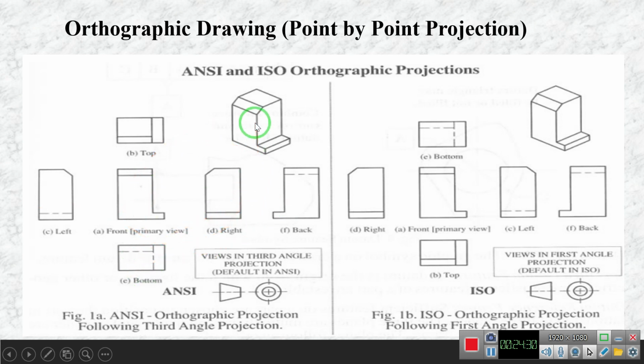That looks exactly like a photographic image, but in the first angle projection, ISO standard, it is slightly different. The bottom view is above the front view, the top view is below the front view, the right side view is on the left and the left side view is on the right, vice versa. So this is the difference. Based upon the usage, you can use either one. Nothing in it, we just have to know which view we are using, that's it.